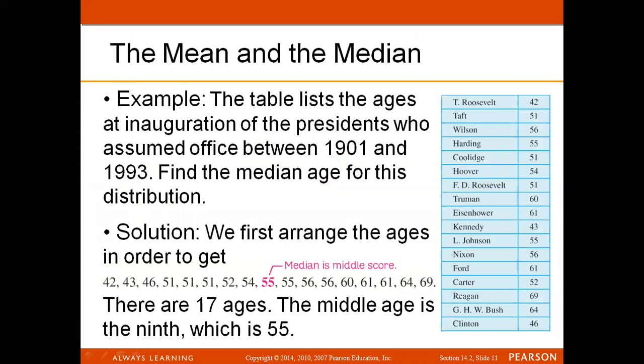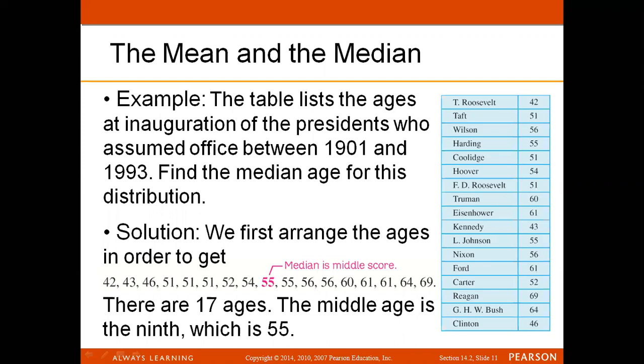Example, the table lists the ages at inauguration of the presidents who assumed office between 1901 and 1993. Find the median age for this distribution. So Roosevelt was 42, Clinton was 46, and everyone in between, where I think the oldest were in their 60s. Solution. We will first arrange the ages in order to get 42, 43, 46, 51, 51, 51, 52, 54, 55, 55, 56, 56, 60, 61, 61, 64, 69.